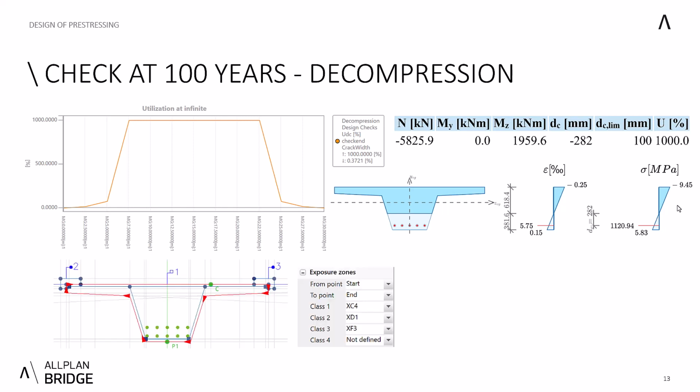Note that the decompression condition is required instead of the limit for crack width for selected exposure classes XC4, XD1, XF3. I must point out that any amount of additional reinforcement cannot increase the compression reserve and thus ensure that the decompression condition is met. Therefore, the conclusion is that more pre-stressing is necessary. So, how much pre-stressing is needed?